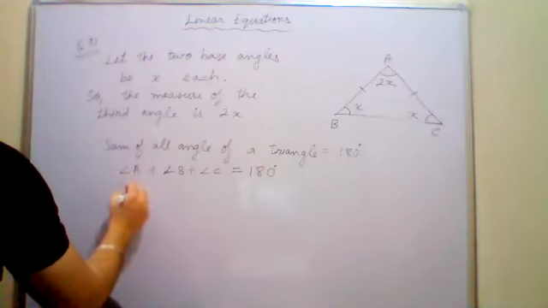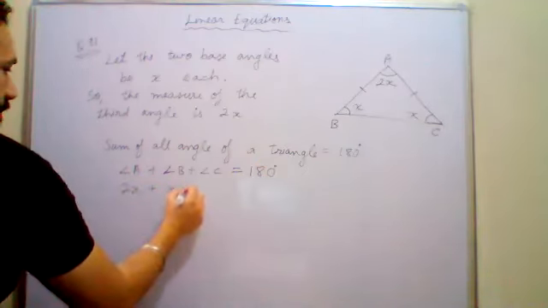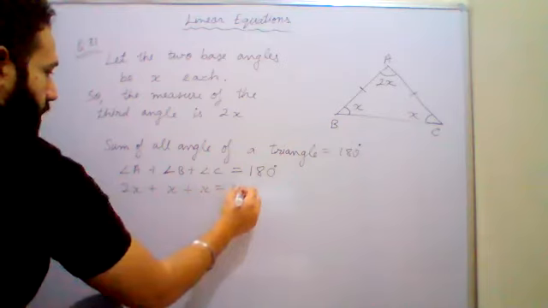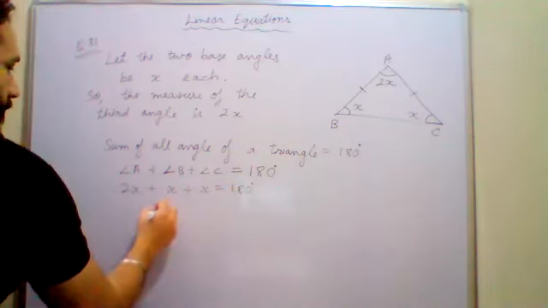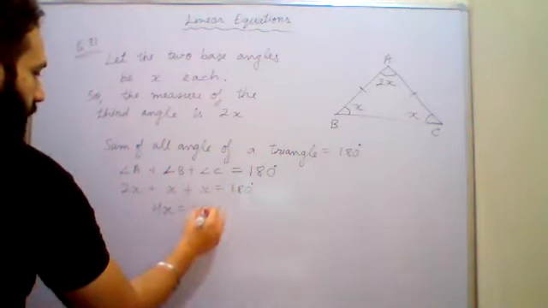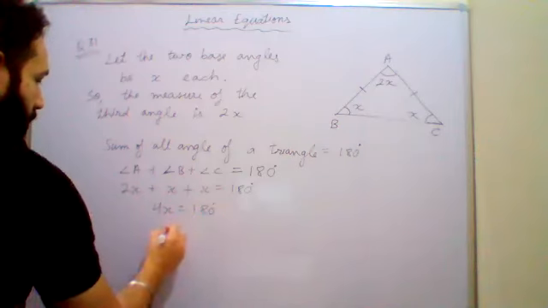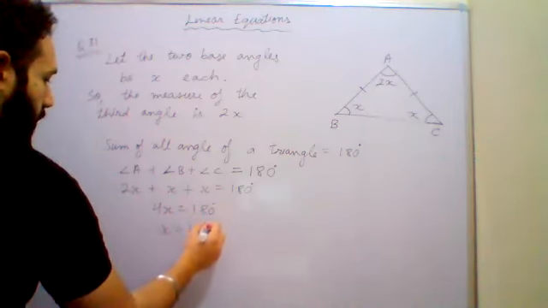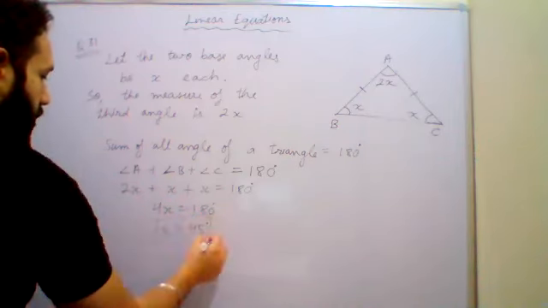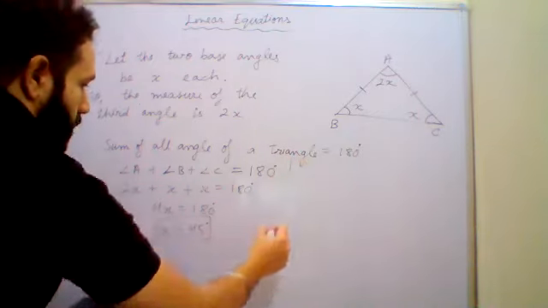Put the values, 2x plus x plus x is equal to 180. 4x is equal to 180 degrees. Therefore, x is equal to 45 degrees. This is the value of x. Now you can find all the three angles.